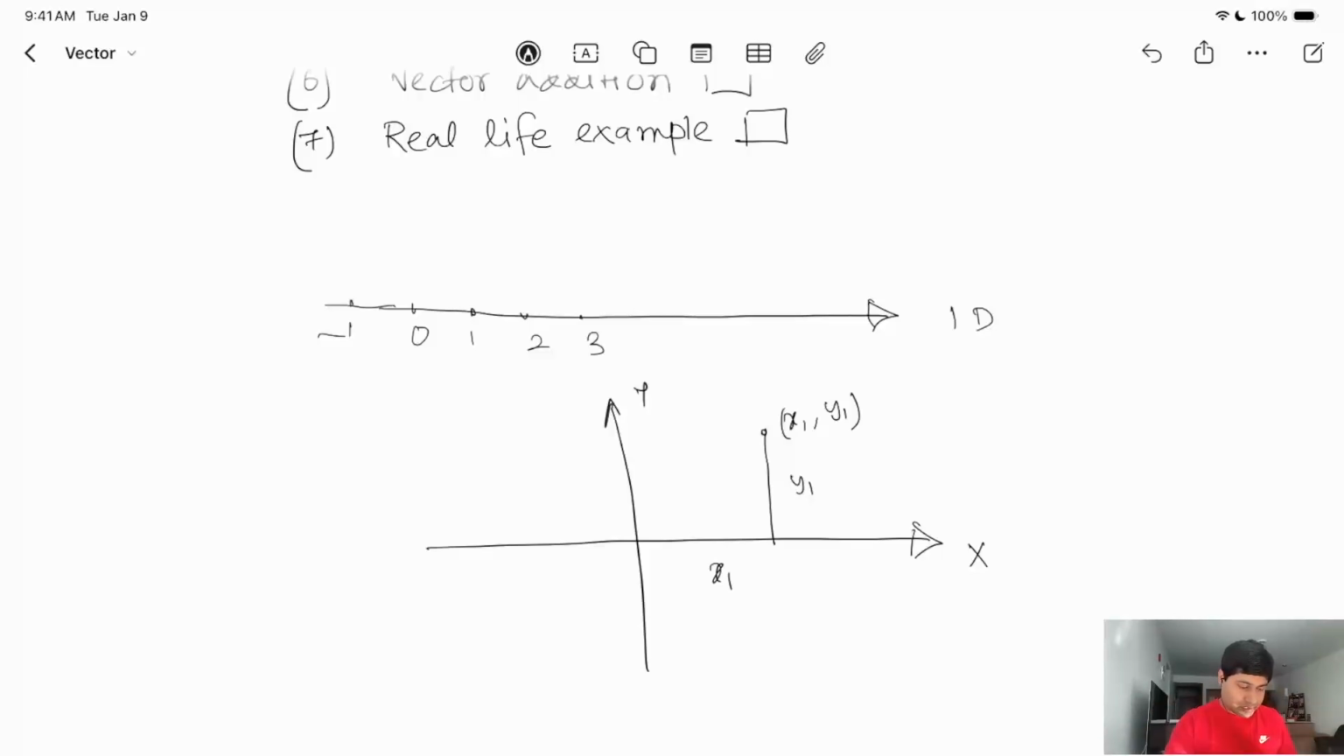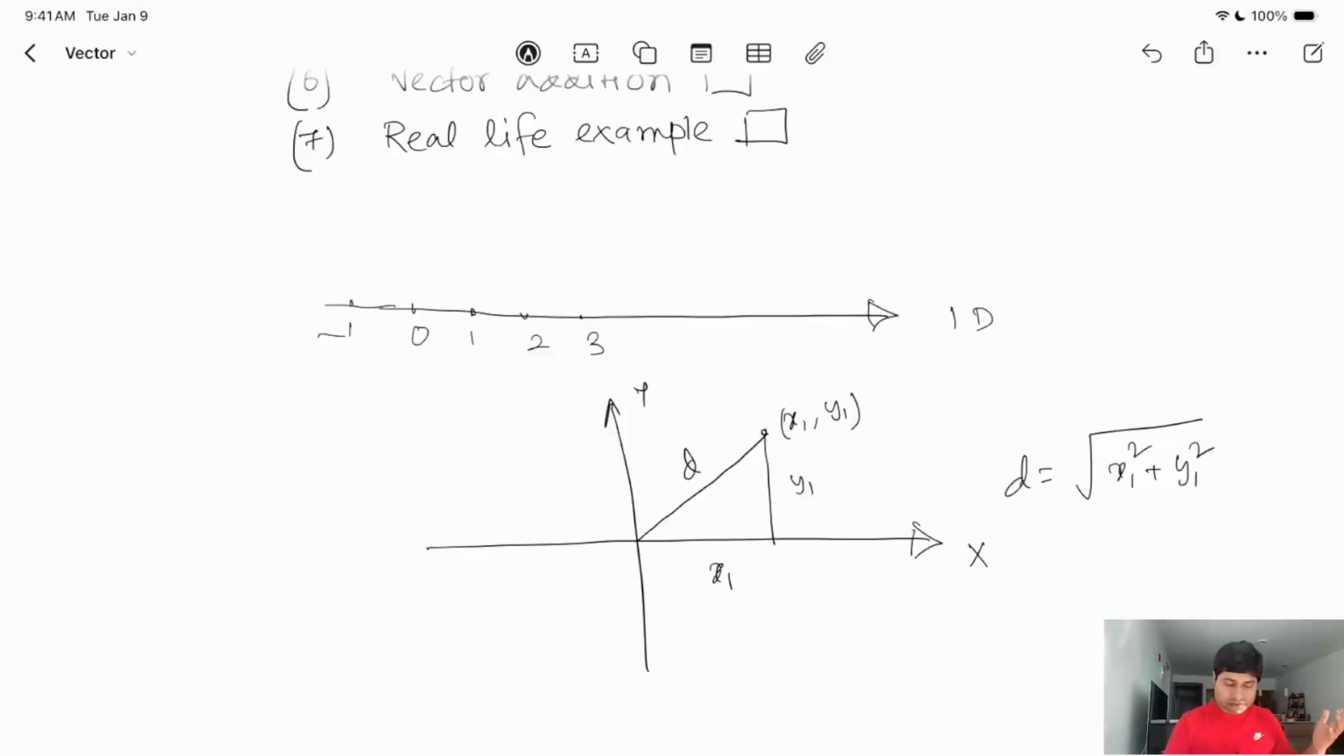Now one of the important aspects here, which you might find in multiple places, is the distance of (x1, y1) from the origin. This is nothing but the distance from the origin, and using the Pythagorean theorem we can easily calculate that d is nothing but the square root of x1 square plus y1 square.